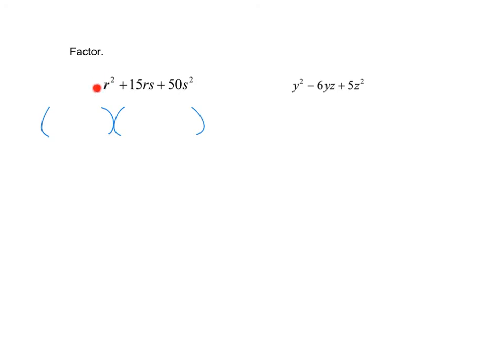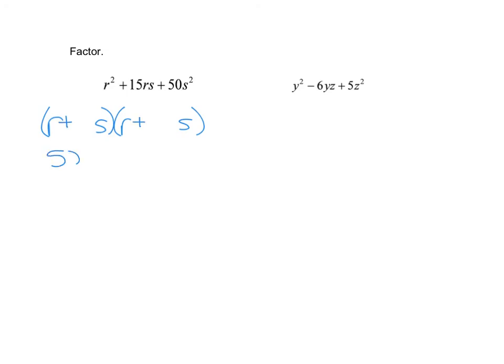I look at r squared. I get r times r. I notice that the back has an s squared, so right now, so I don't forget it, I'm going to do s and s. Okay? Now, look at your signs. The last sign's positive. What does that tell me? The signs have to match because it's a product. They've either got to both be positive or both be negative. So I look at the middle sign, which is a sum. It's positive, so if I'm multiplying and getting a positive and I'm adding and getting a positive, that means they both have to be positive.